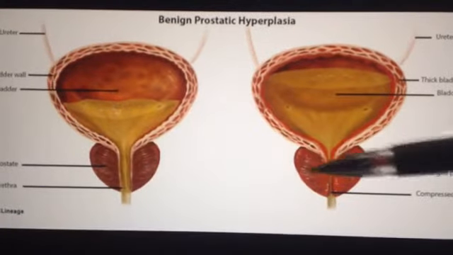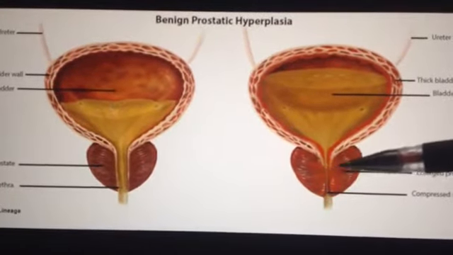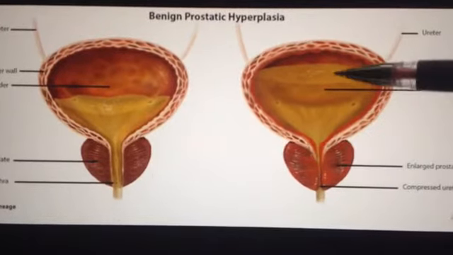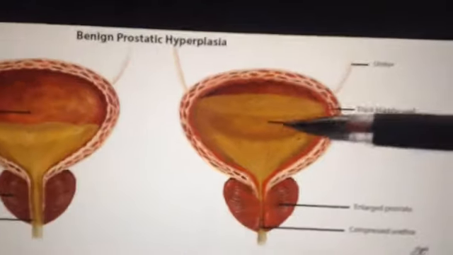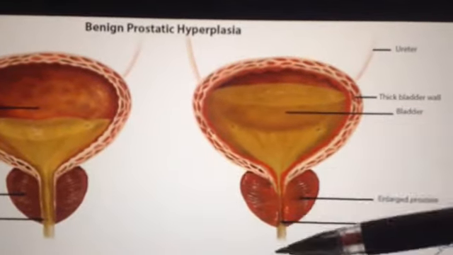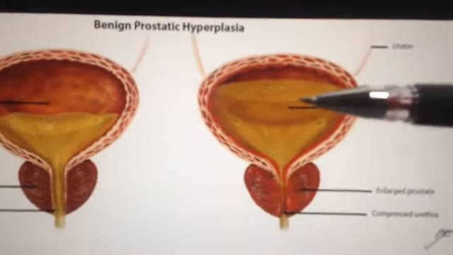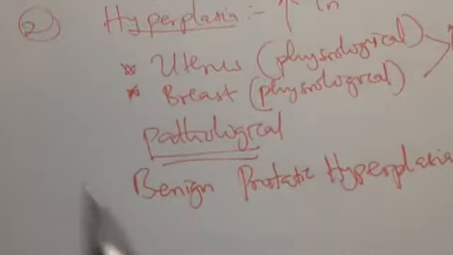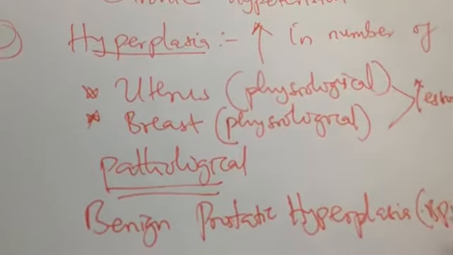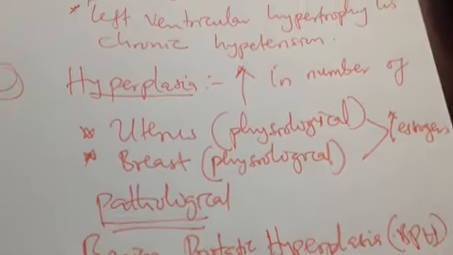If it undergoes hyperplasia, definitely it will constrict this urethra. If it constricts the urethra, definitely the urine cannot come out. See the bladder is filled with urine because there is no way the urine can pass. So this is pathological, right? This hyperplasia is pathological. The disease is called BPH, that is benign prostatic hyperplasia. So that is it.